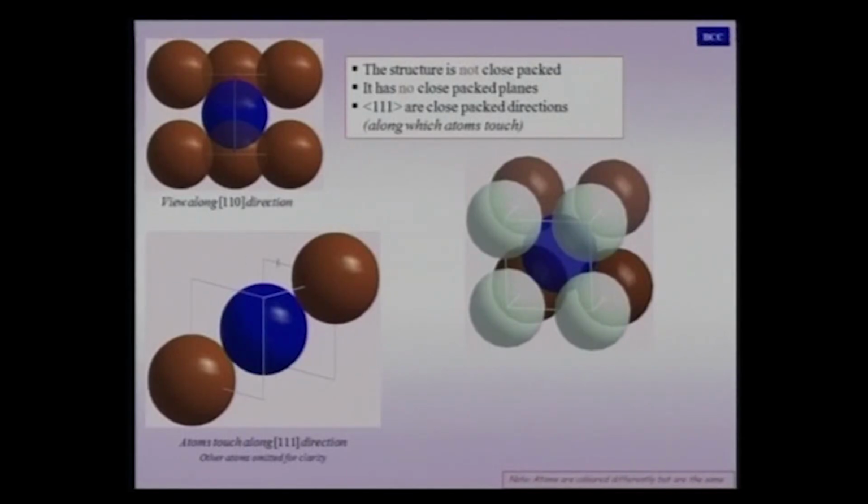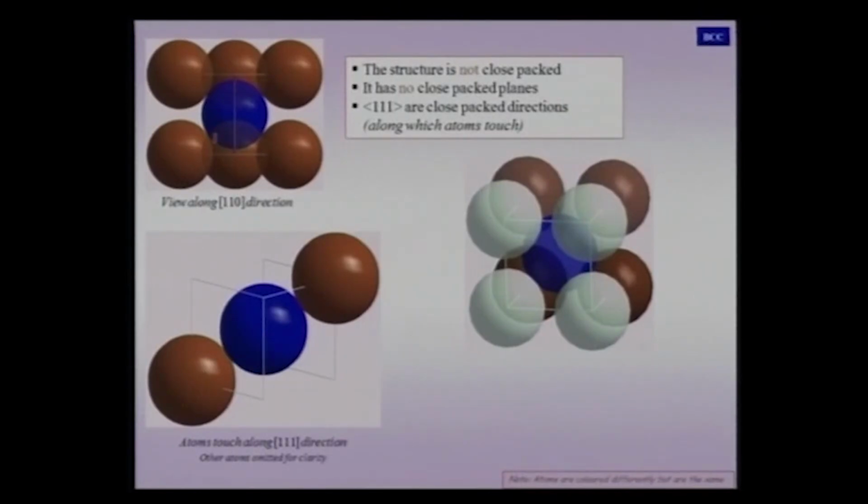Now this diagram below, for instance, shows us the touching direction, which is the 1 1 1 direction along which atoms touch. Again you should note that all atoms are identical and they have just been shaded for clarity, and this is a slightly transparent model to show where the central atom sits and how the atoms touch one another. Suppose I look along the 1 1 0 direction, and I remove the atoms which are in front of this blue sphere, then I can see the relative position of this blue sphere which is in the body centering position with respect to the other spheres.